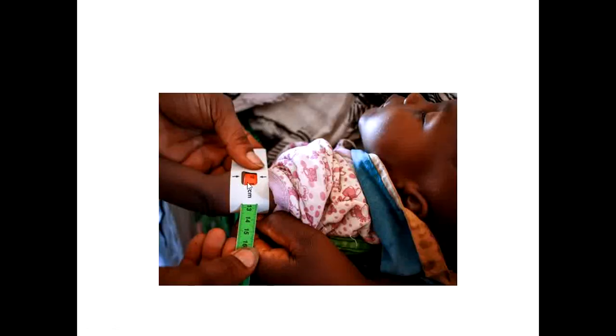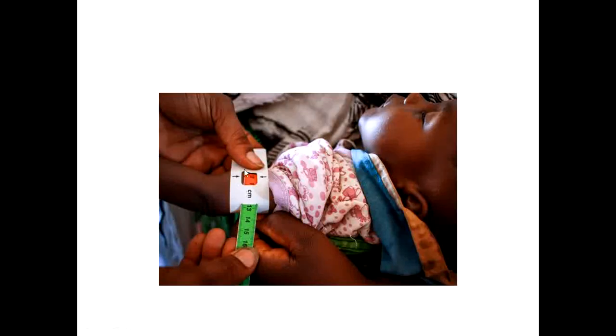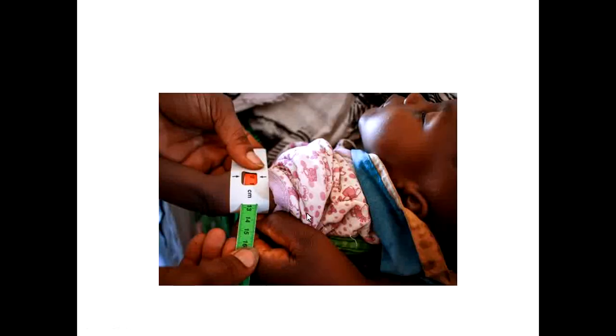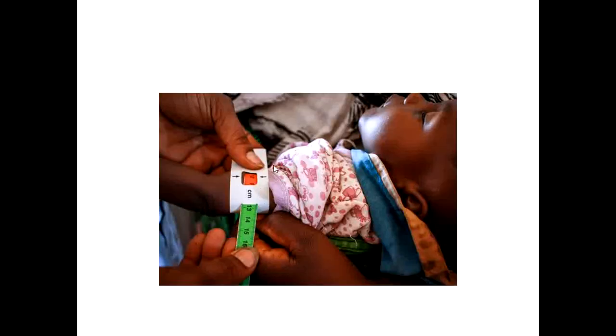This is the mid upper arm circumference tape, measuring tape, and indication is to check the nutritional status of the baby or to assess the malnutrition. What will be the expected value in a normal child 1 to 5 years of age? So the circumference would be 13.5 to 15.5 centimeter in a normal child, but in case of severely malnourished child, the mid upper arm circumference would be below 11.5 centimeter. If it is below 11.5 centimeter, then it would be severe malnutrition.